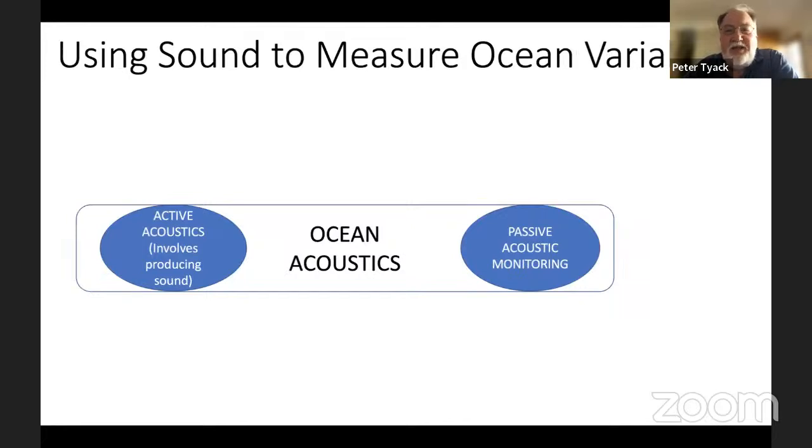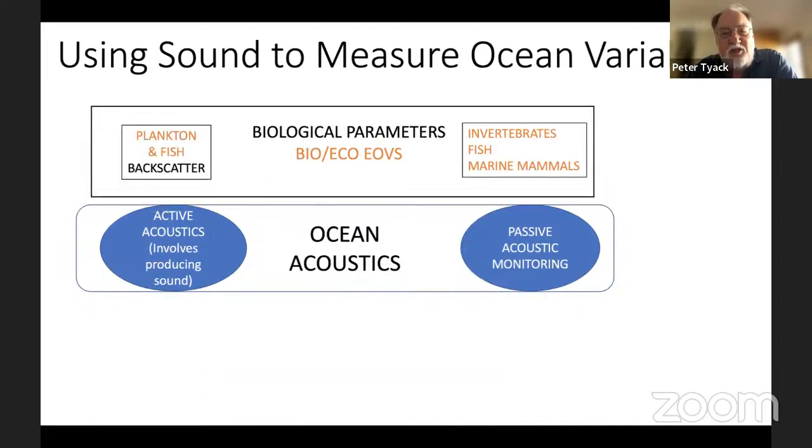So what about using sound to measure ocean variables? Ocean acoustics is in general split into 2 fields: active acoustics, which involves producing sound, like a depth sounder or a sonar, and then listening for the echoes, and passive acoustic monitoring, which involves listening to other things that make sound in the ocean. In terms of the biological parameters that can be measured, and in orange are the actual essential ocean variables, you can measure sounds that invertebrates, fish, and marine mammals, or plankton and fish make. You can also measure backscatter. The standard way to measure the distribution and abundance of plankton and fish is using active echo sounders and measuring the echo strength that comes back from them in the ocean.